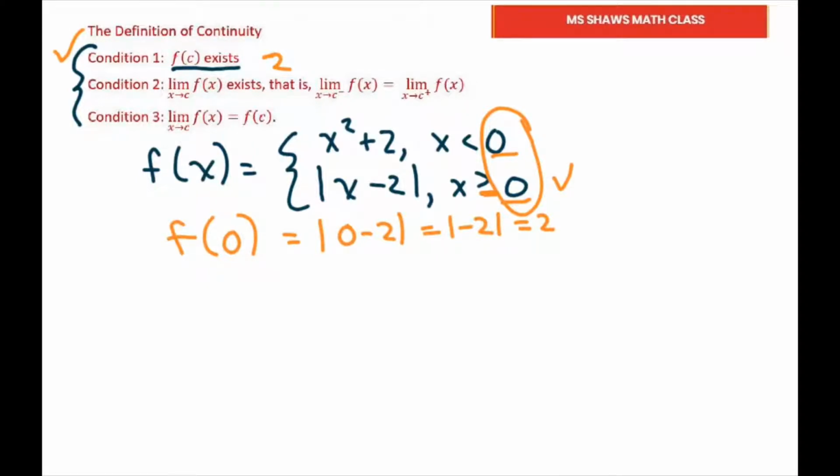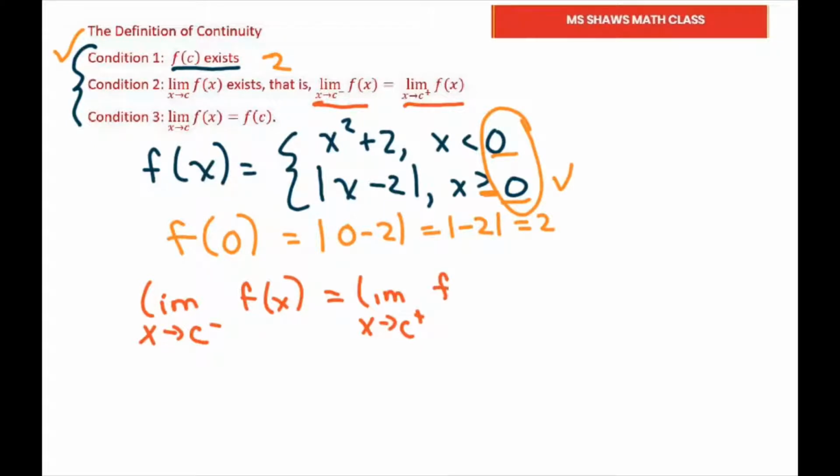That means what's happening on the left side of 0 on the graph versus the right side of 0. So let's write that out. We have the limit as x approaches c from the left of f of x, and then, does that equal the limit as x approaches c from the right of f of x?